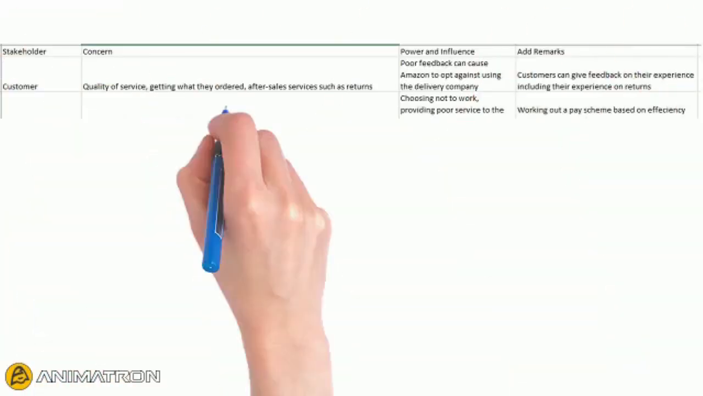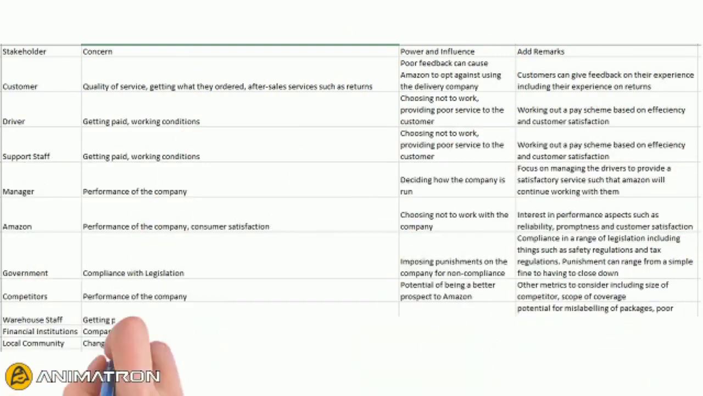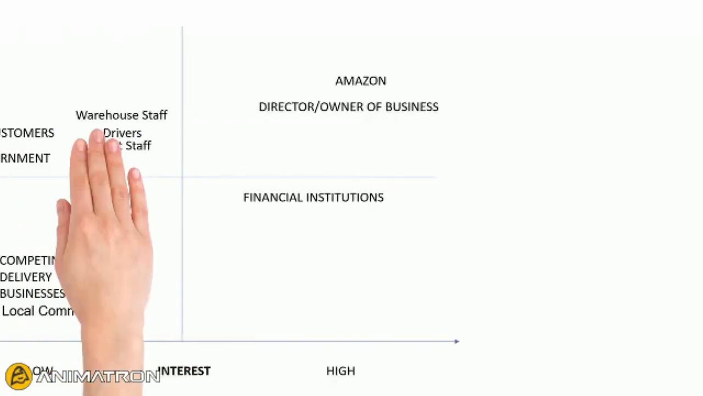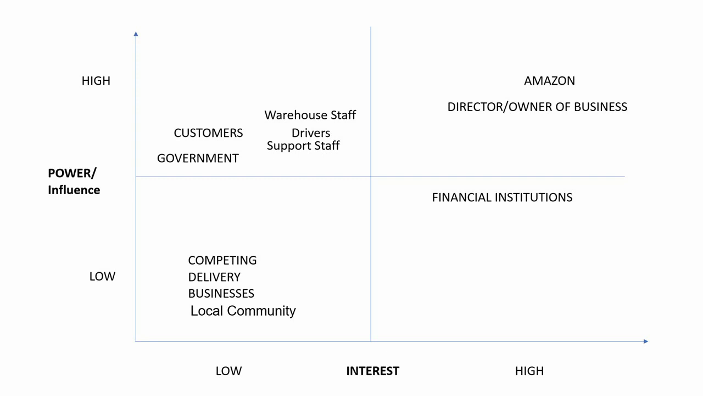Following that, we decided to focus on our stakeholders. So we first developed a table showing who our stakeholders are, their concerns to their business, the amount of influence they have on our business, as well as additional remarks we felt were relevant to the business. Using this information, we created a power influence matrix to show how important each stakeholder is to the business. This allowed us to understand the requirements and make any changes, if necessary, to the information system we are trying to design.